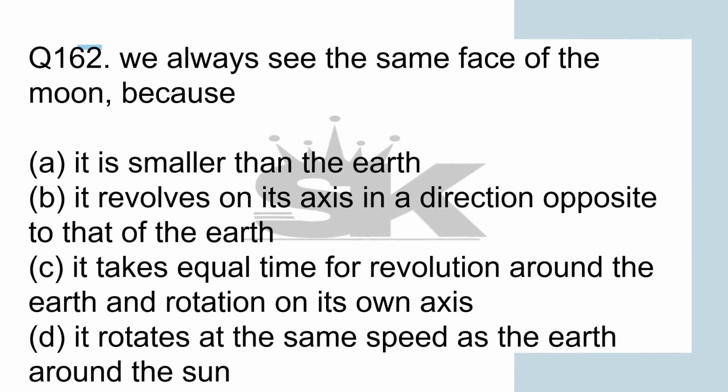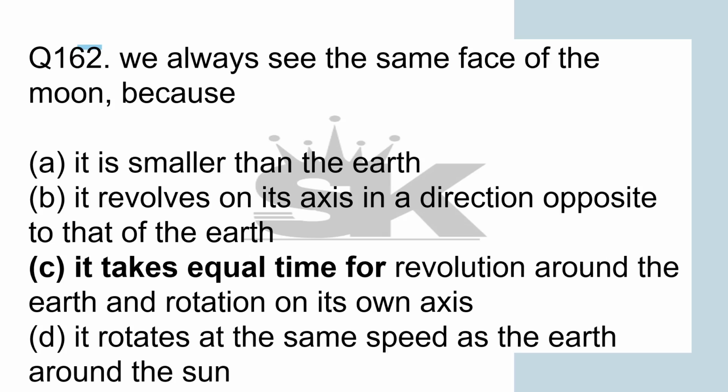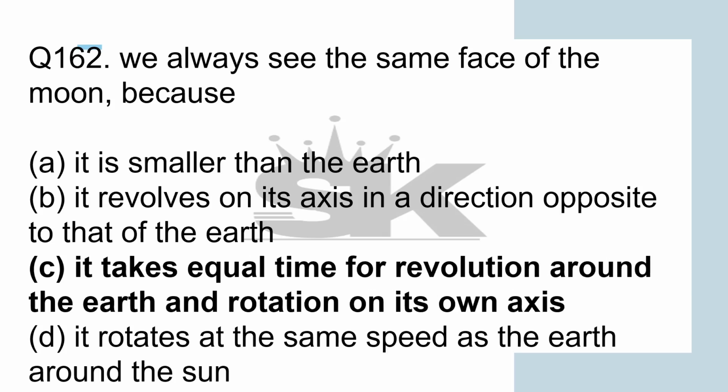We always see the same phase of the moon because it takes equal time for revolution around the earth and rotation on its own axis. So the answer is C.